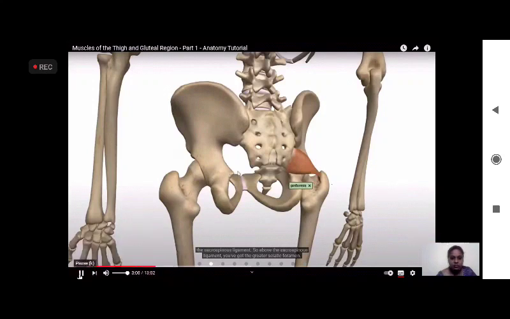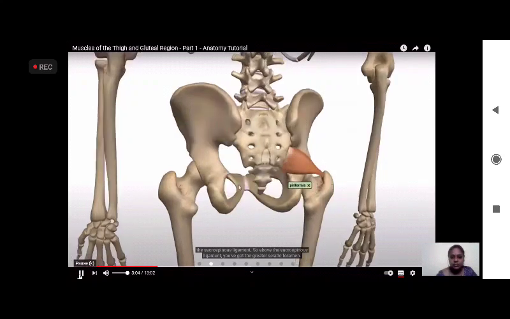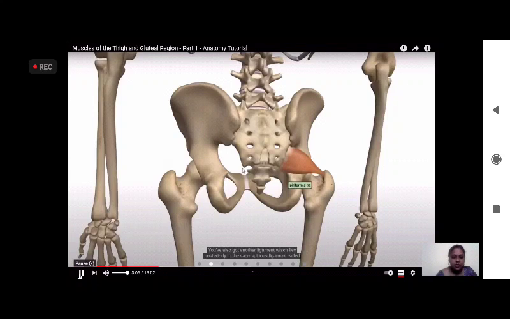So above the sacrospinous ligament, you've got the greater sciatic foramen, and you've also got another ligament which lies posteriorly to the sacrospinous. Please pause it.